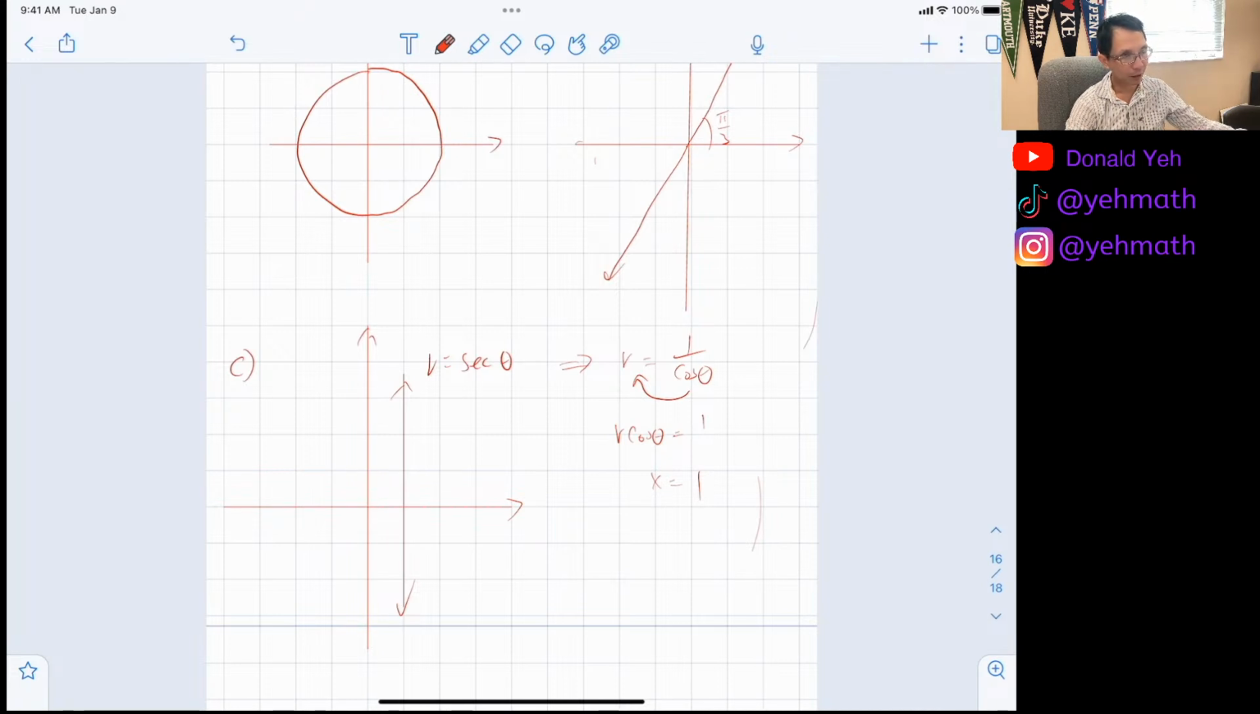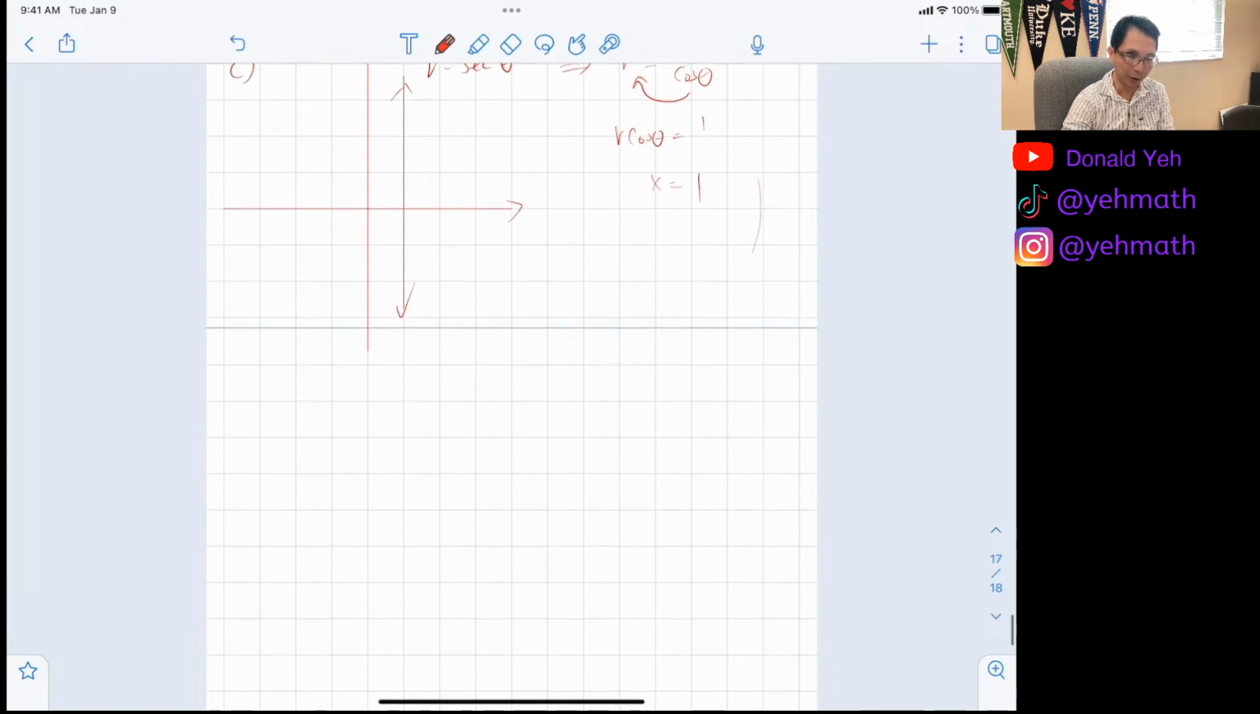Okay, so I'm gonna give you a couple questions to think about. Hold on, I'm still thinking about this one. Are you sure? You just wrote secant and multiplied both sides by cosine, and we already established that r times cosine is the conversion to x.